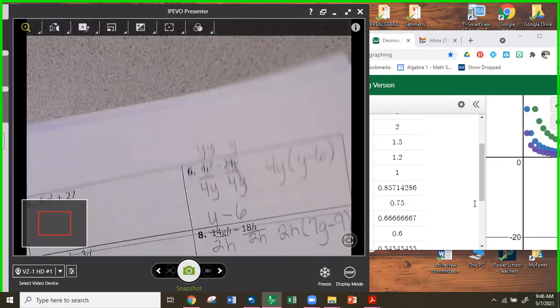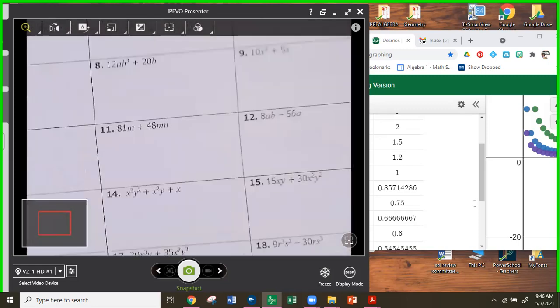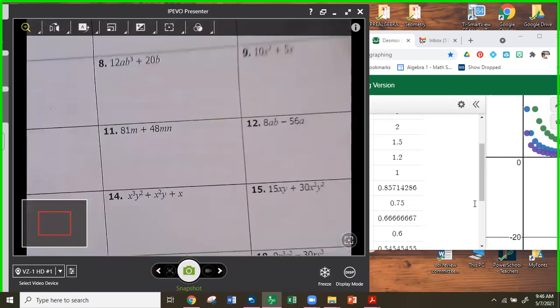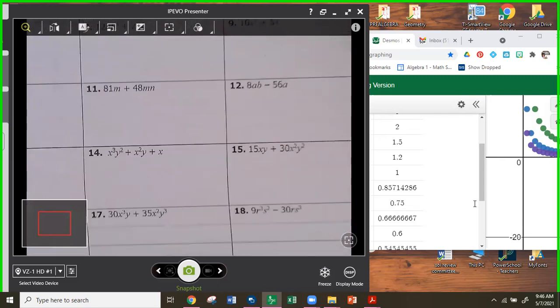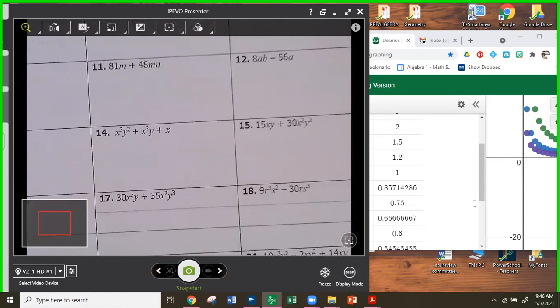All right, turn the page. Okay, so on this paper, we are doing 1 through 20. So we're just doing 1 through 20, and you have almost 30 minutes to do it. We are doing problems 1 through 20.